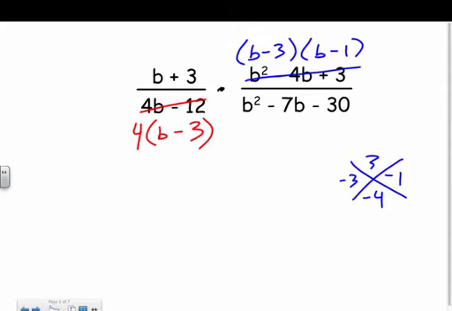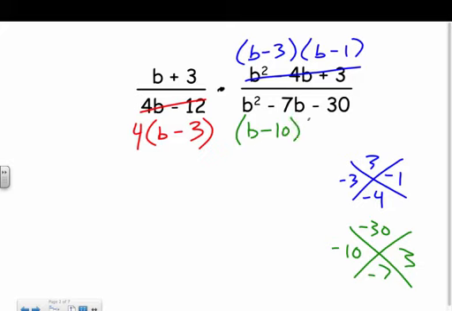All right, done there. And lastly, looking for factors of negative 30 that add up to negative 7. Oh, so let's see here. We got 5 and 6. I don't know, it doesn't work out. 10 and 3. 10 and 3. Which one do we have to make negative? Well, we want a negative 7, so I've got to have the negative 10. So we got b minus 10 times b plus 3, a positive 3.